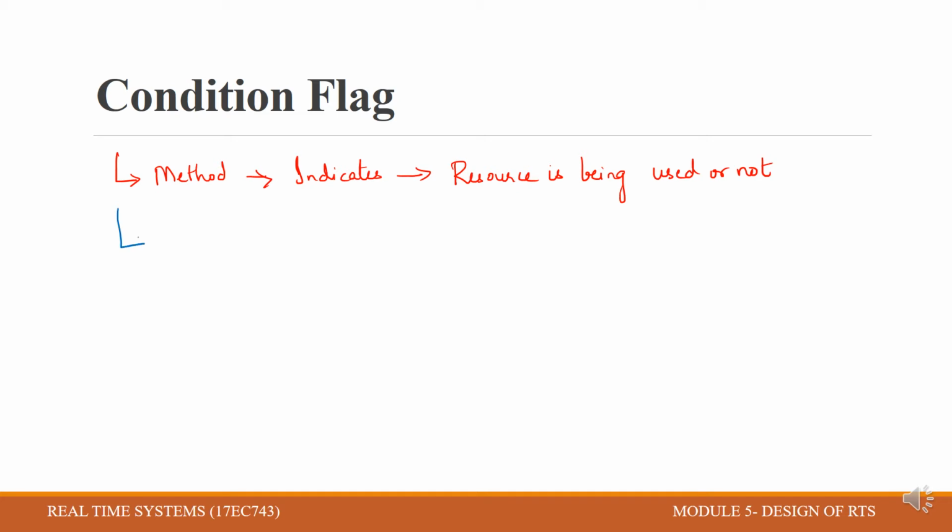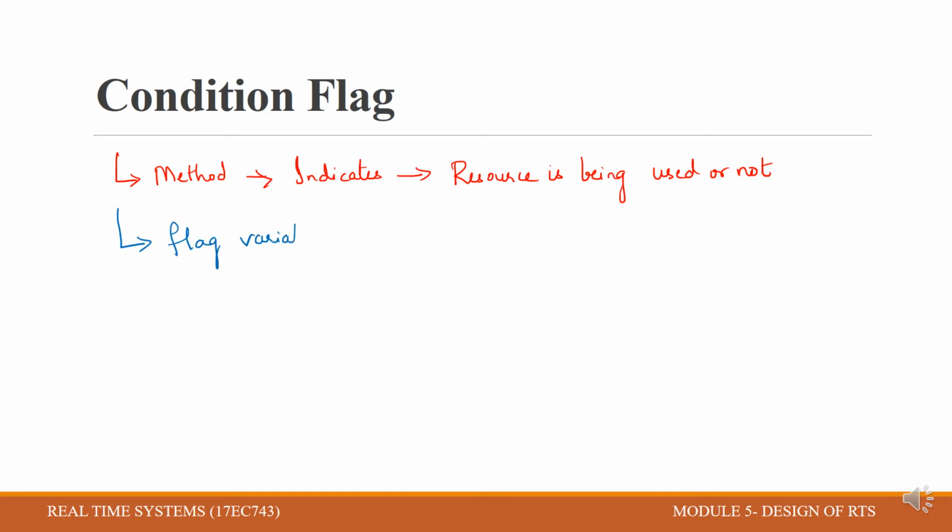What do you mean by the condition flag? Condition flag is basically a method which indicates whether a resource is being used or not. Okay, so it is associated with the flag variable.